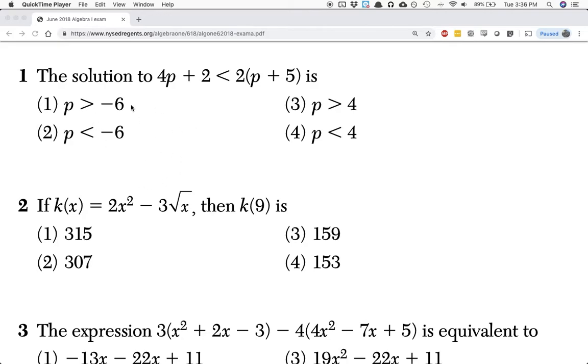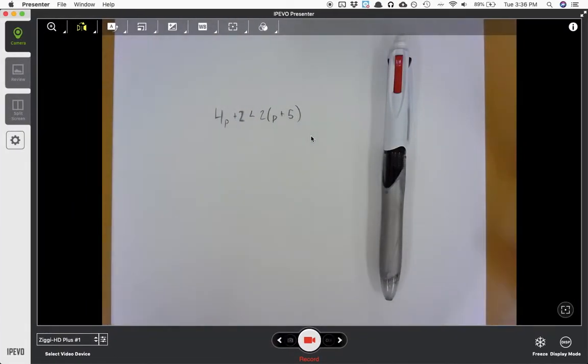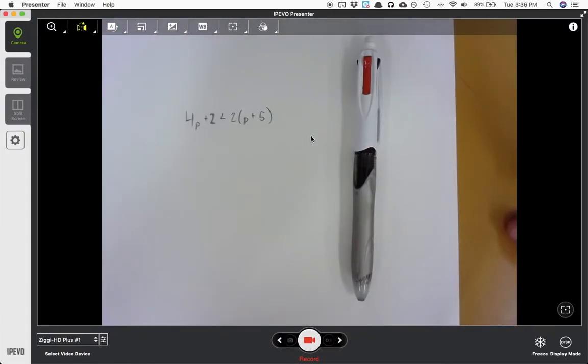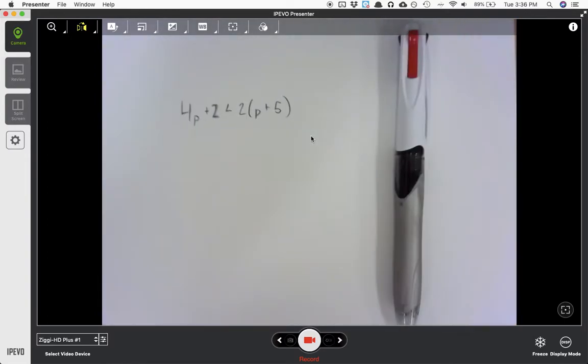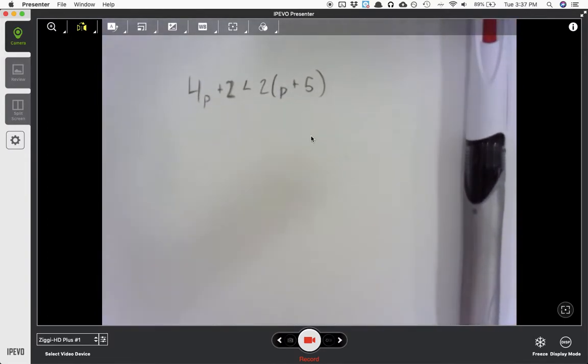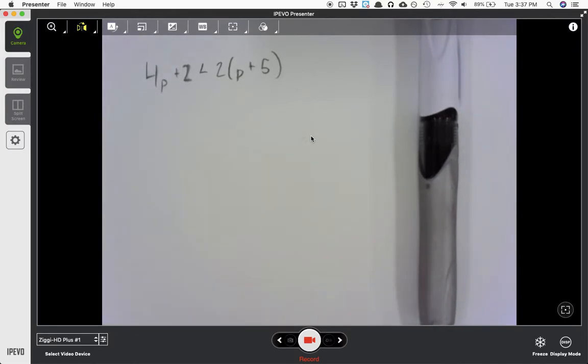Okay. The solution to 4p plus 2 less than 2 parentheses p plus 5 is, and then they give you some options. So I wrote the question itself on paper, and we're just going to solve it algebraically first. And then we'll talk about a sort of cheat way to deal with this eventually.